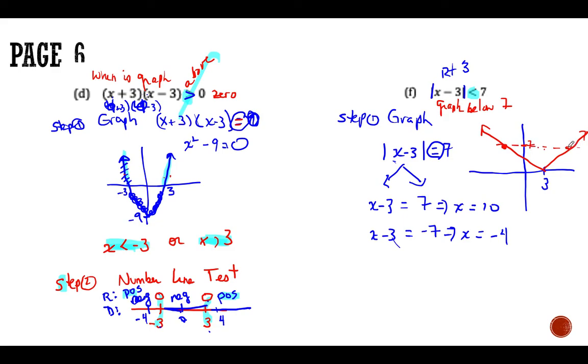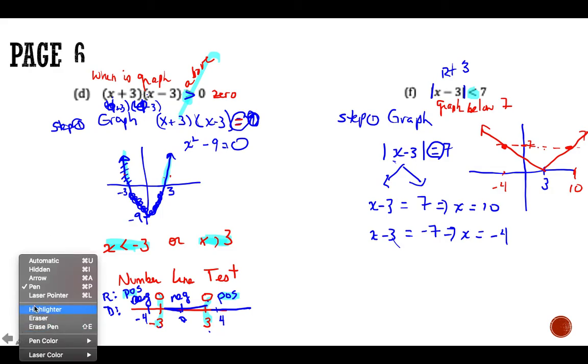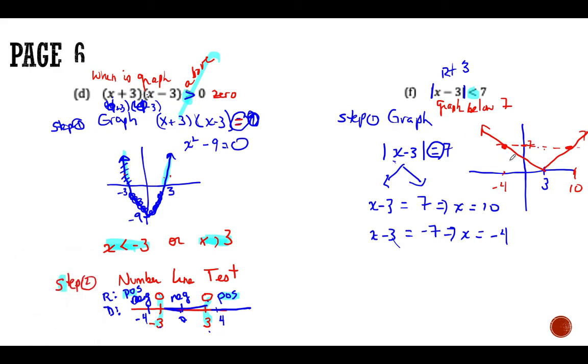Because my first graph wasn't to scale. So, x is equal to -4, and x is equal to 10. That is where this graph is below 7.